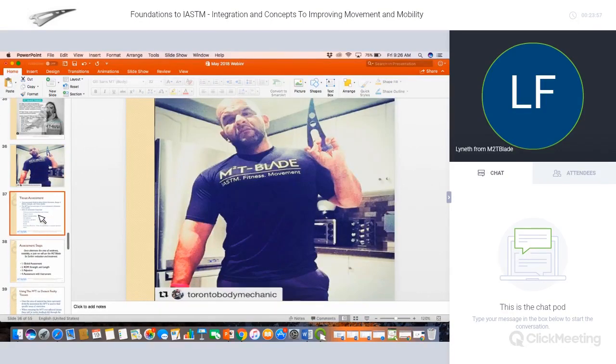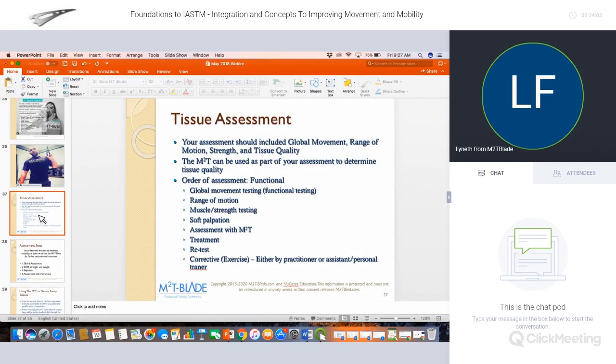So tissue assessment, let's break down what we talked about before. Your assessment should include global movement, range of motion, strength, and tissue quality. The M2T can be used as part of your assessment to determine the tissue quality. So again, just a little bit about the assessment here. We can use it for global movement testing, range of motion, muscle strength testing, soft tissue palpation, assessment with the M2T, treatment, retest, and corrective.